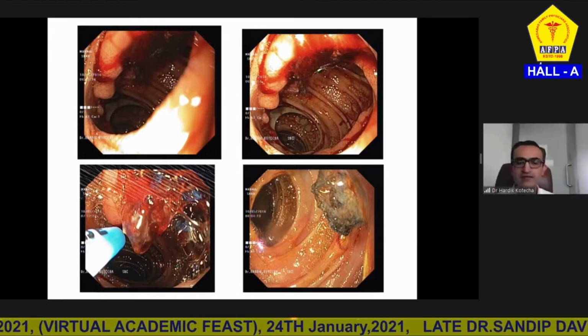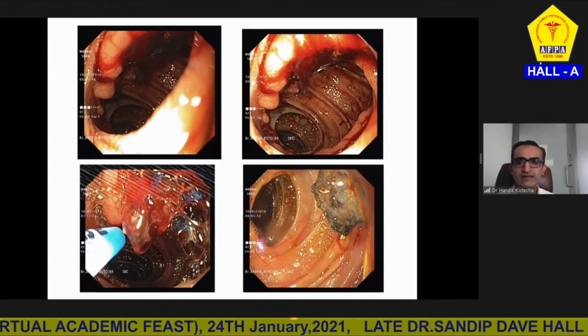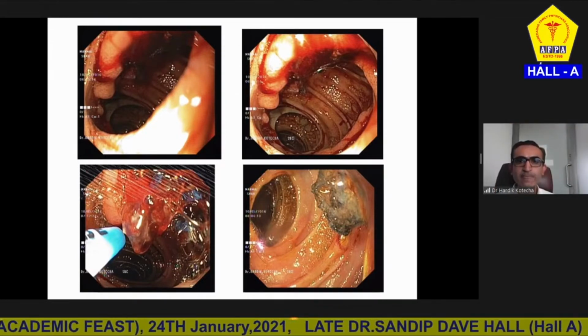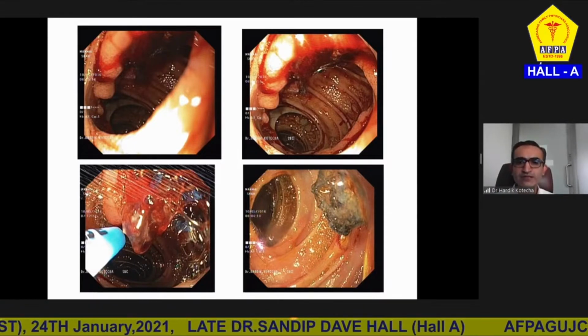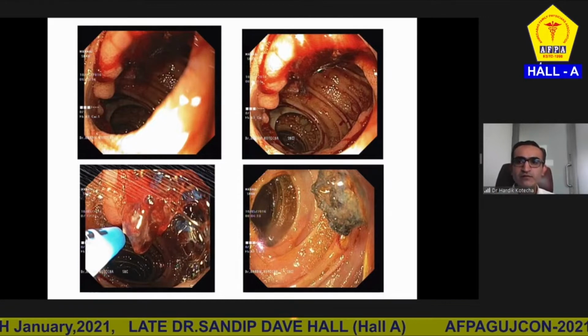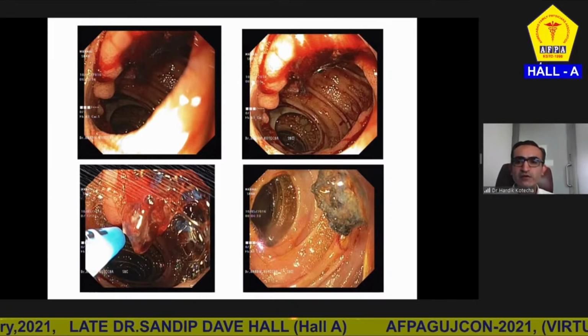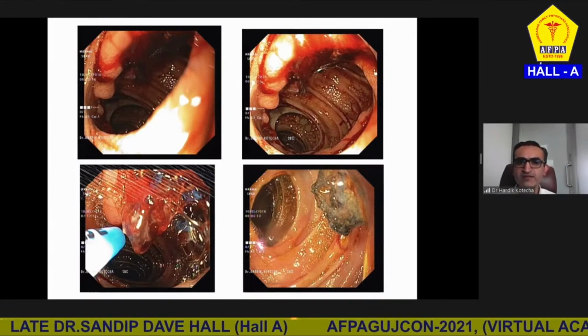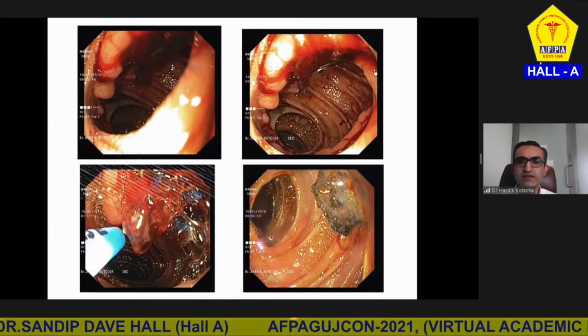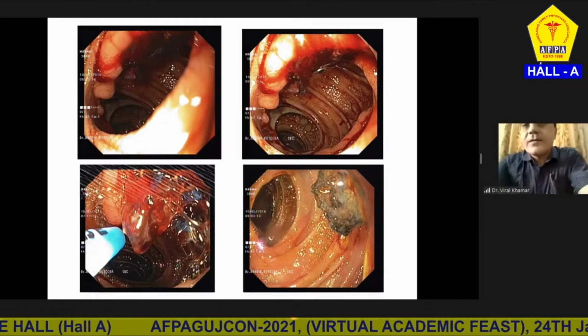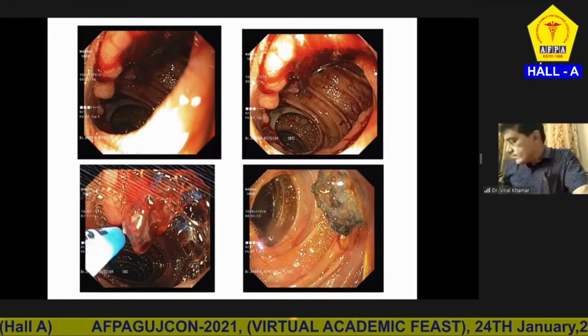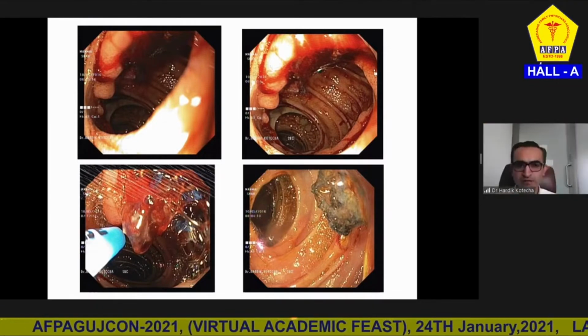Now he was very sick. He cannot undergo a second surgery. He was already in shock. So with the help of APC, which is argon plasma coagulation, which burns the mucosa only superficially, we cannot use aggressive cautery. This is a patient who has undergone recent surgery. He is sick. If we use aggressive cautery, there is a chance that a third surgery will be required.